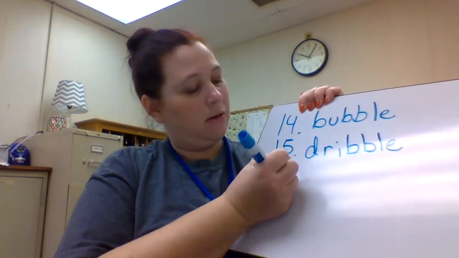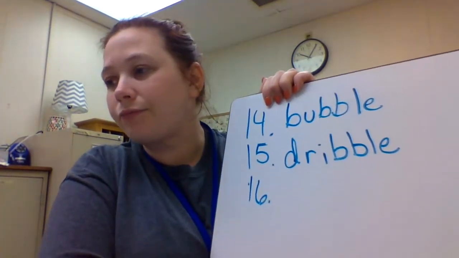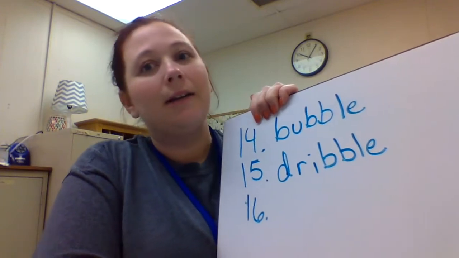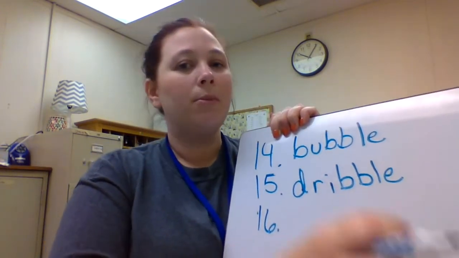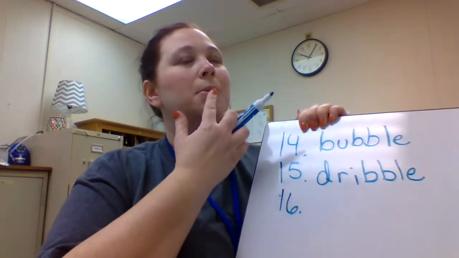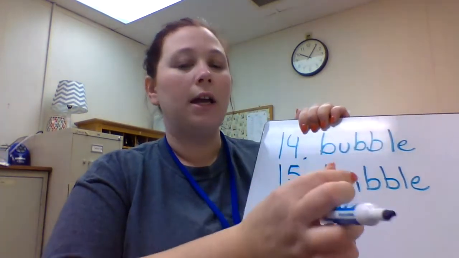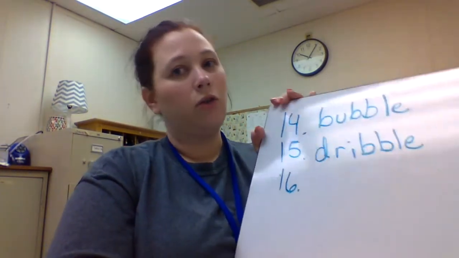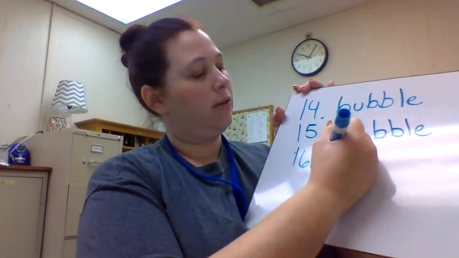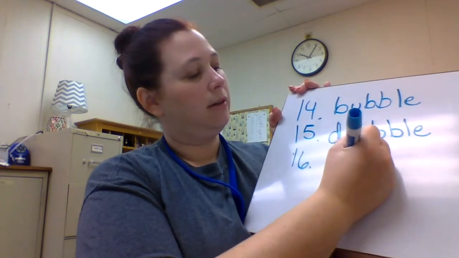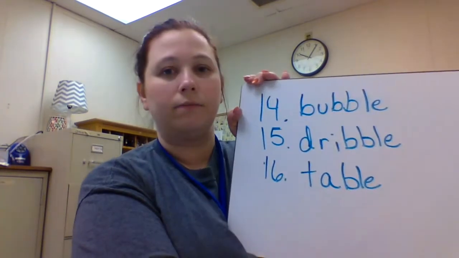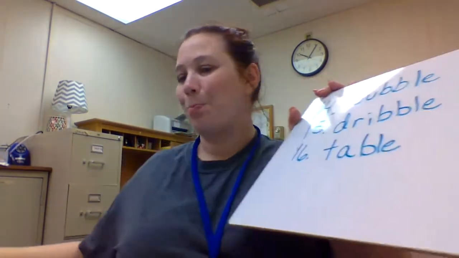All right, number 16 is going to be table. Now remember, we're hearing that table, so it's a long A sound, so we don't need a double consonant on that. Table. Good job. Alrighty.